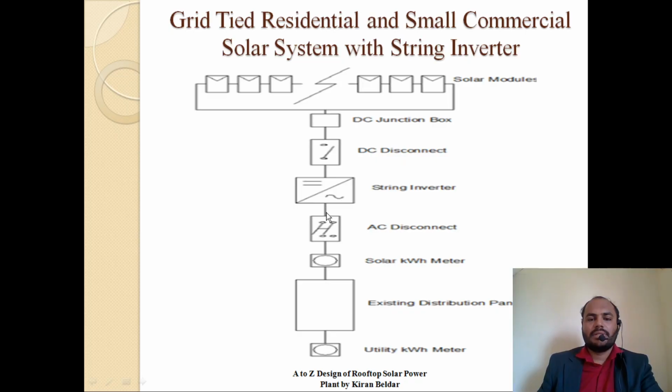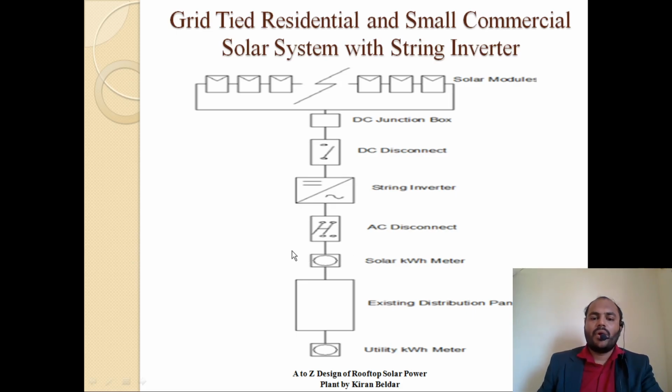Further, this connection is given to an AC disconnect switch. The function of the AC disconnect switch is that if any incident happens in lightning conditions or some weather condition, at that time just by pushing this AC disconnect, we can disconnect the DC system from this AC system for safety. Further, the connection is given to a solar meter.